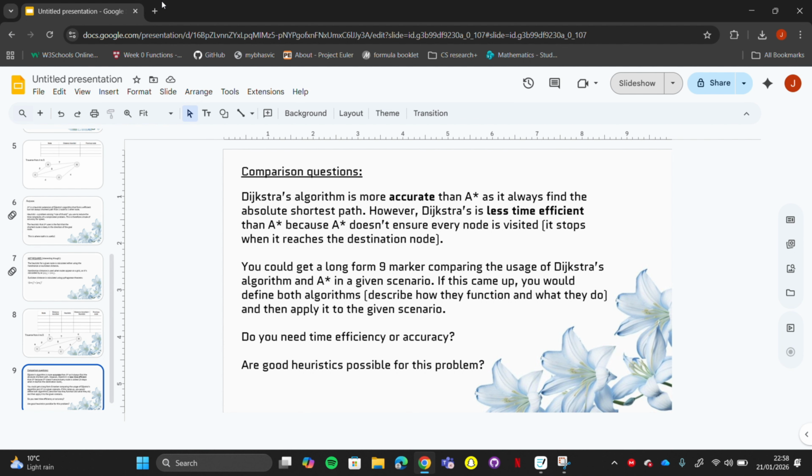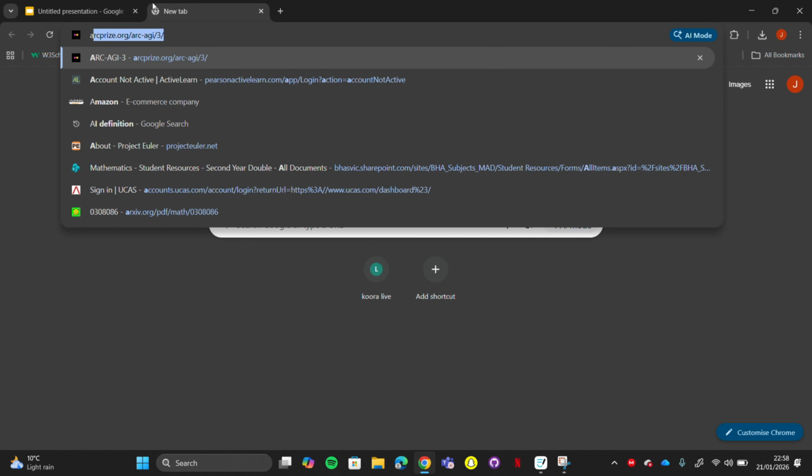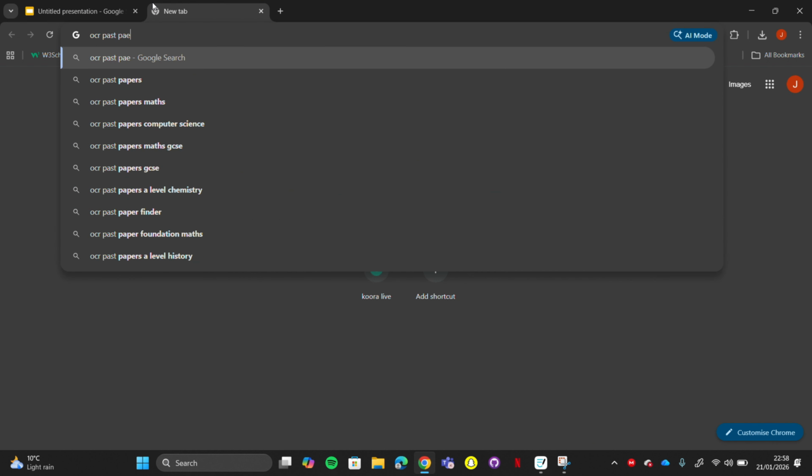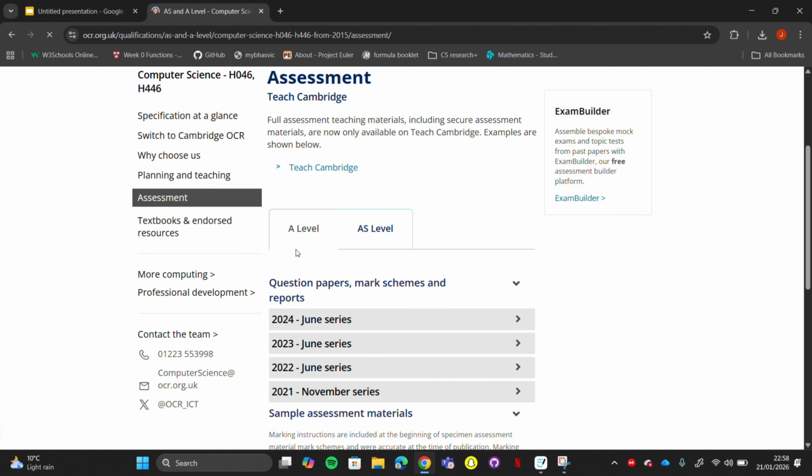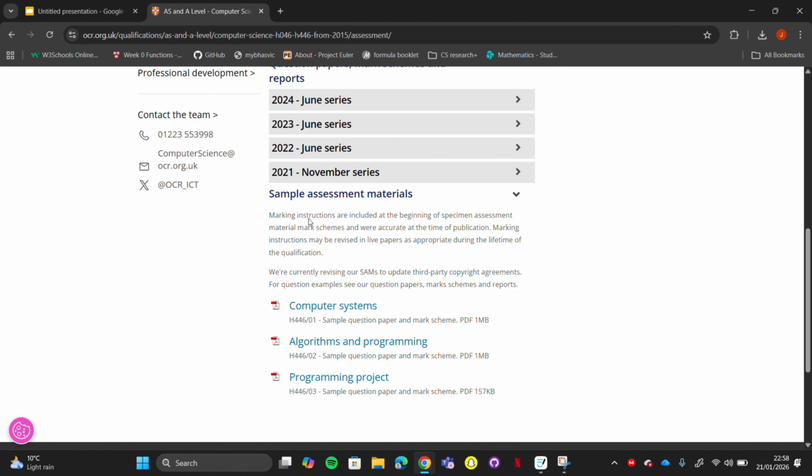And I can get this paper up, look at the mark scheme. Computer science. And we can go over the mark scheme just as a comparison. Let's look at the Dijkstra question.